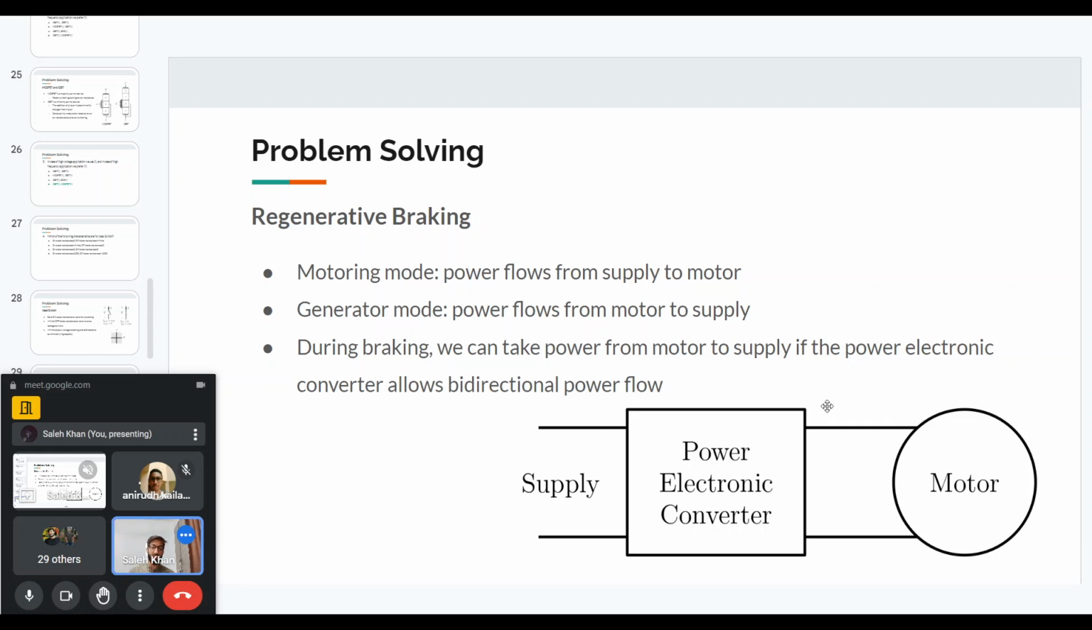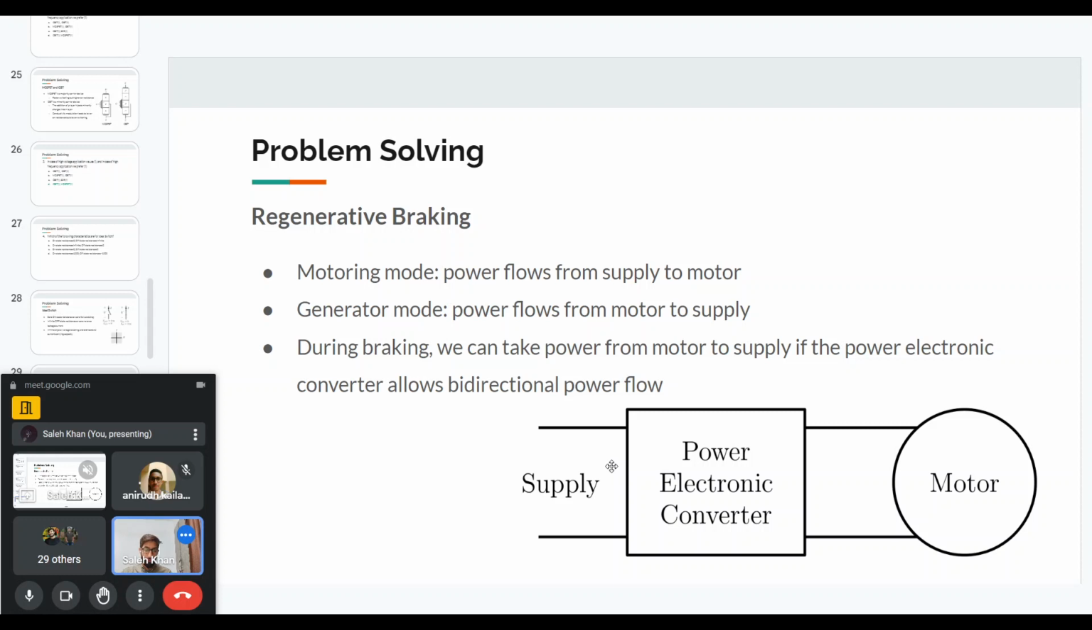So if you see here, I have shown a supply, then there is a power electronic converter which will change the voltage level or the frequency level, and then we have a motor. So if the power flow is from the supply to the motor, that means electrical power to mechanical power, then it is a motoring mode. A generator mode will be the other way around, where we have the power flow from the motor to the supply. That means mechanical energy to electrical energy.